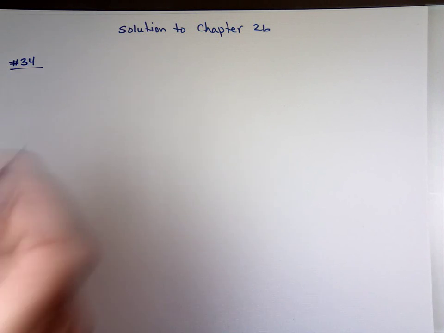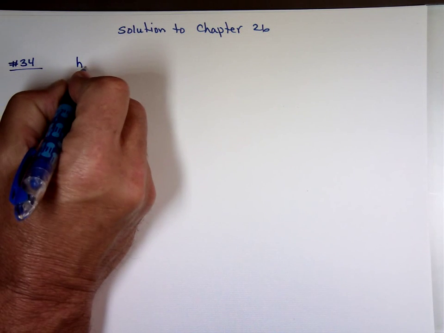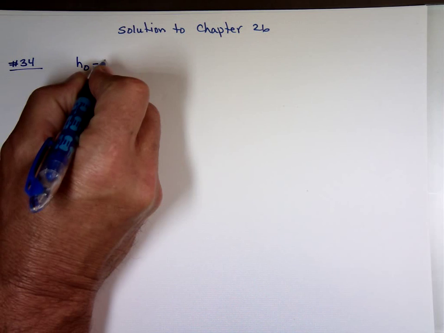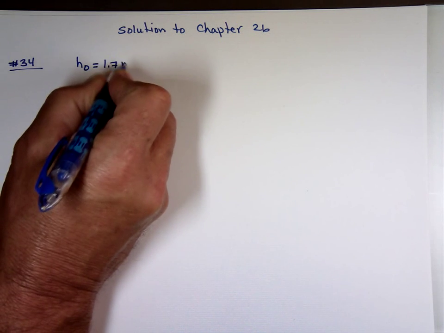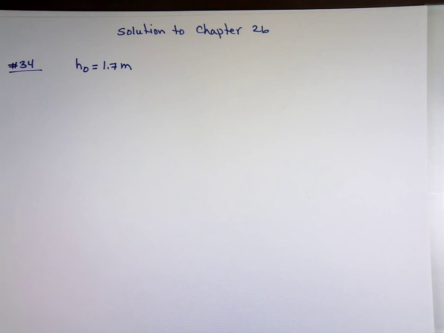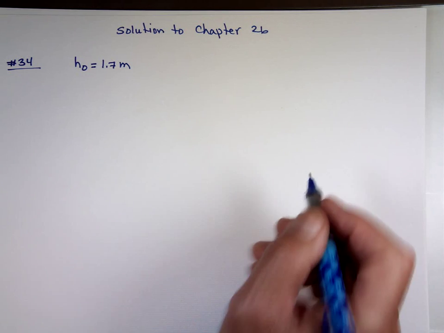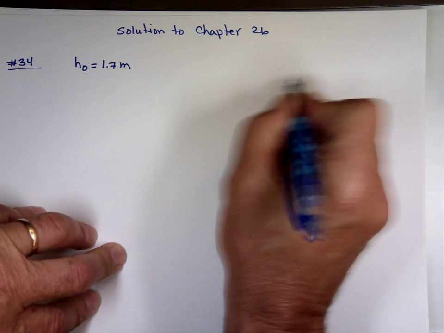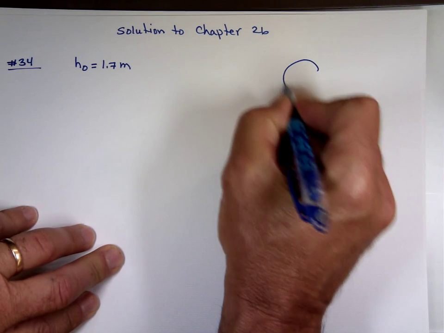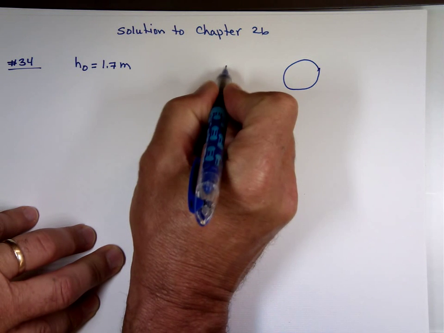We have a person whose height is 1.7 meters tall, who stands 0.74 from a reflecting globe in a garden. So the globe will look like this. This is the globe. And the person is standing right there.